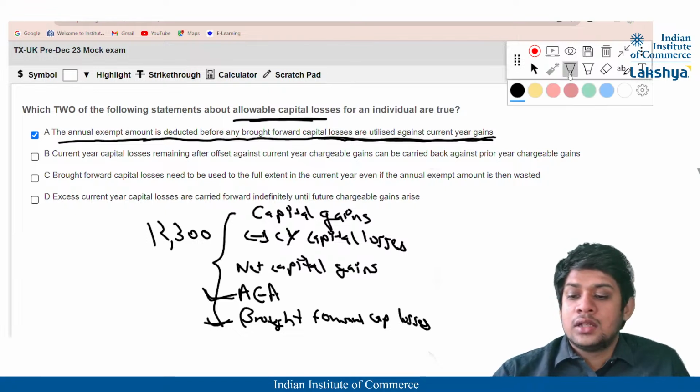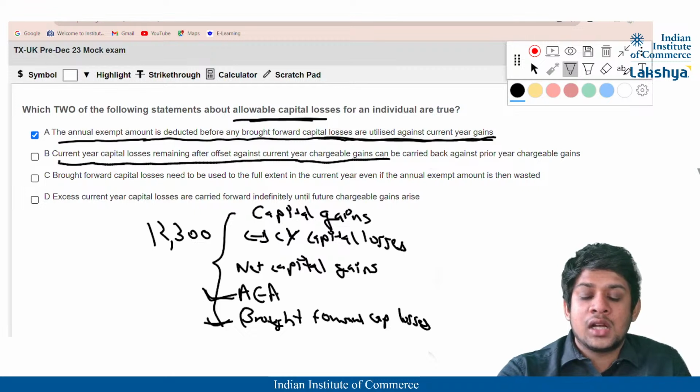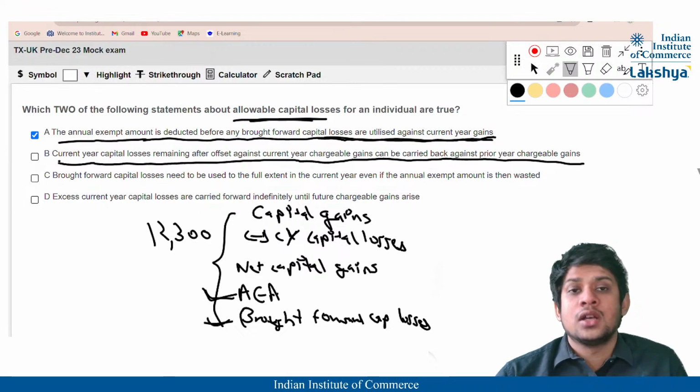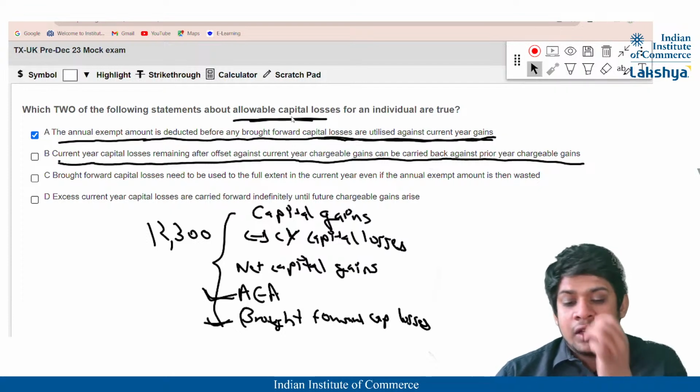Further, they are saying that the current year capital losses remaining after offset against the current year chargeable gains can be carried back against the prior year chargeable gains. Always remember, guys, your capital losses can be adjusted in the current year. After it has been adjusted in the current year, it can be carried forward. It cannot ever be carried back. Okay. So technically this statement is wrong. I have to identify the ones which are true, so I will not click on B.